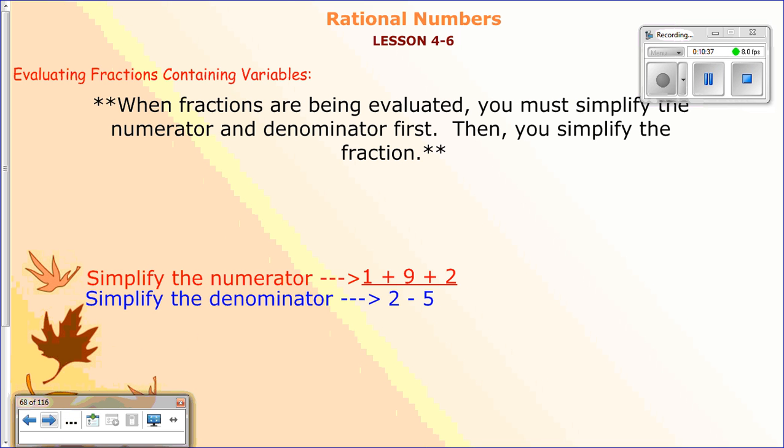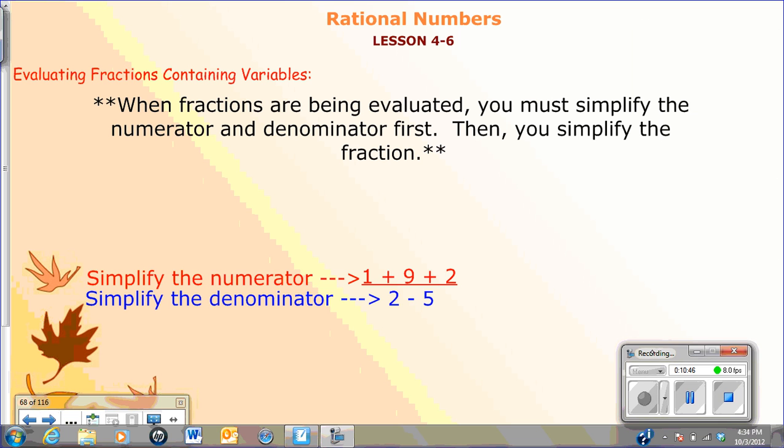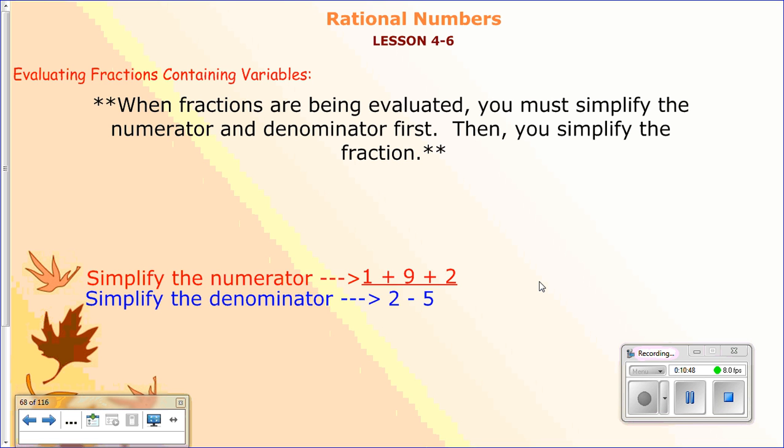Now, the second piece of our lesson talks about how you can evaluate fractions when there are variables involved. Sometimes what ends up happening is you have work to do at the top. For this example, I have at the top in red 1 plus 9 plus 2, and then it says divided by 2 minus 5. Well, you can't really do that at this point because there's so much going on.